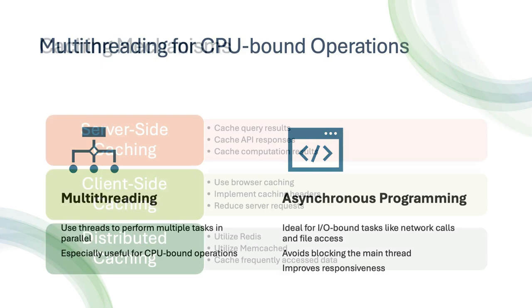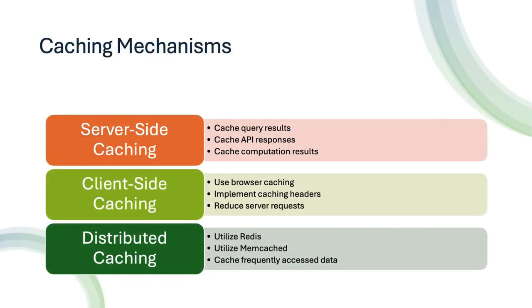To optimize performance, implement server-side caching for query results, API responses, and computations. Use client-side caching with browser caching and headers to minimize server requests. Employ distributed caching systems like Redis or Memcached for frequently accessed data.